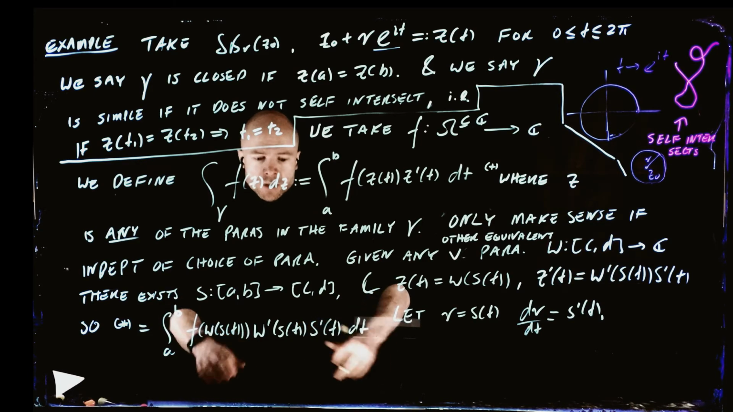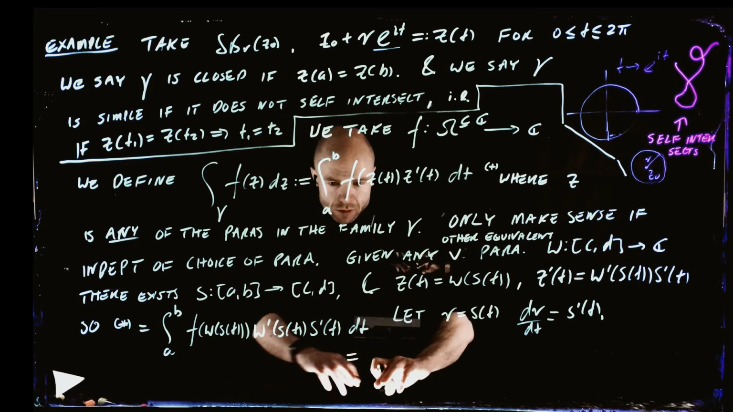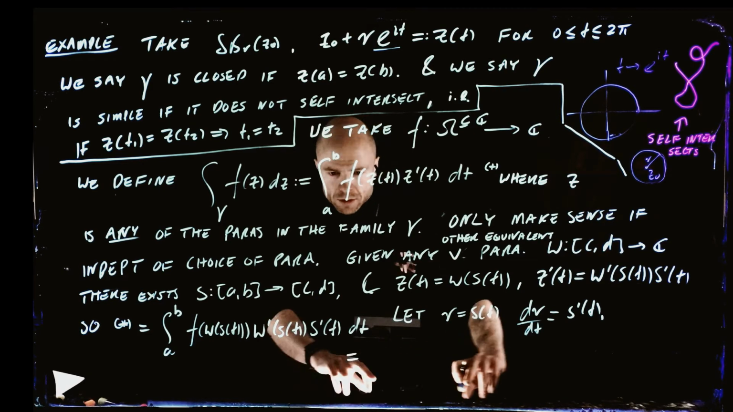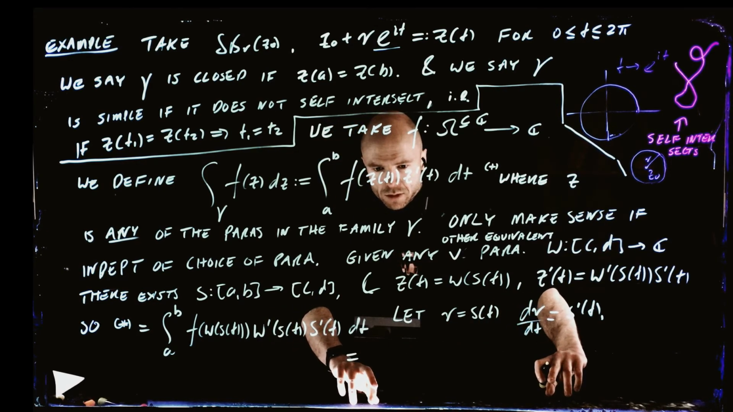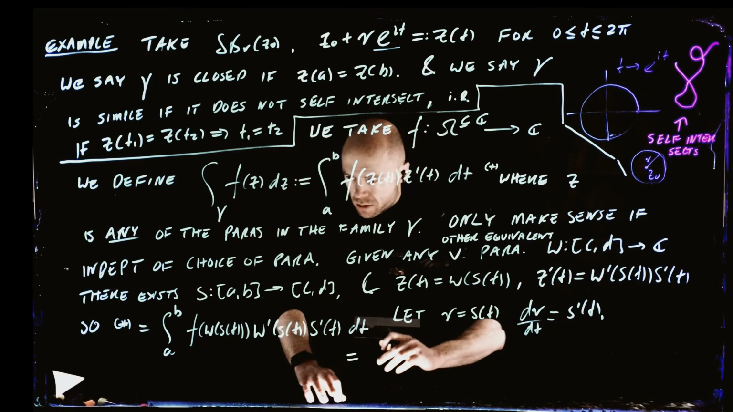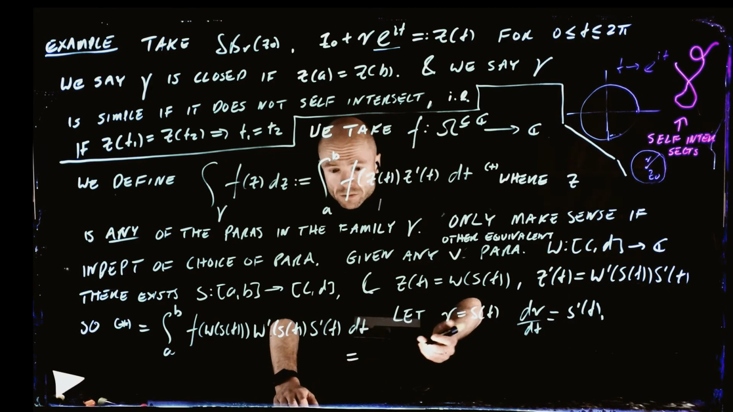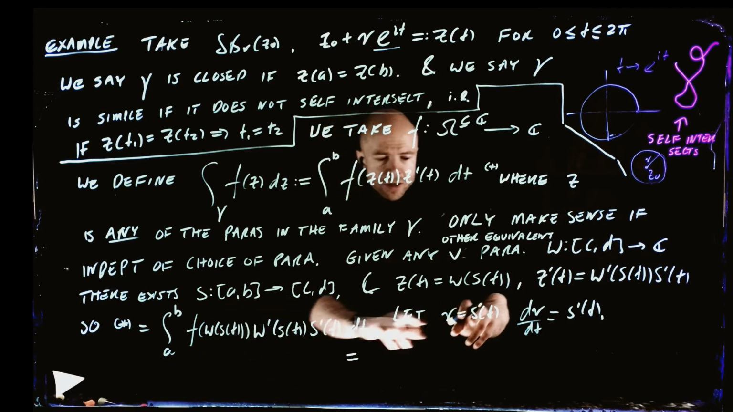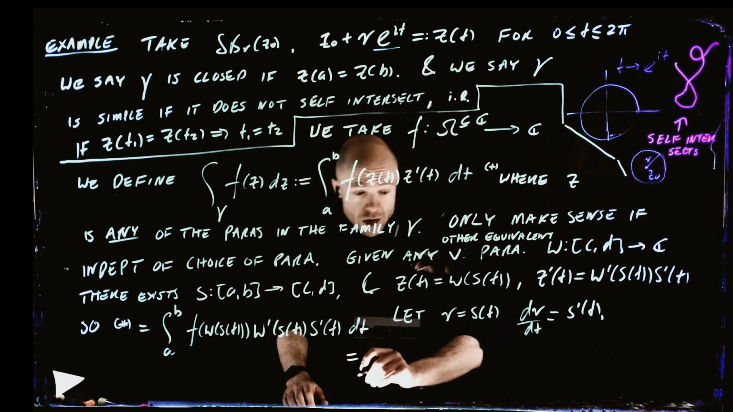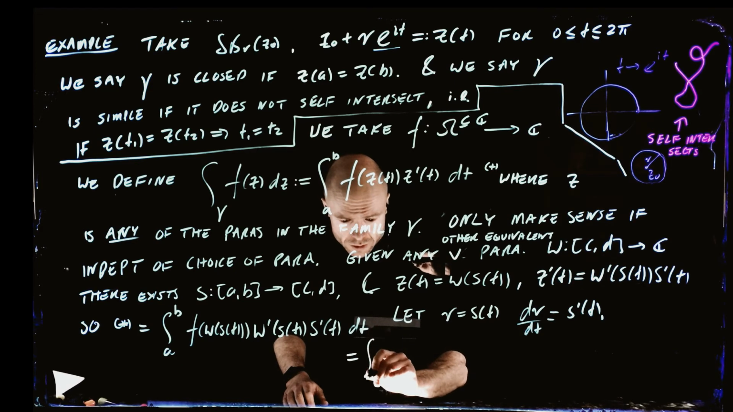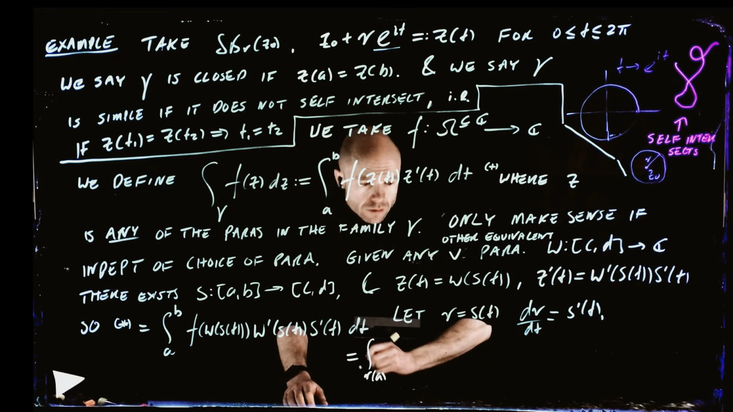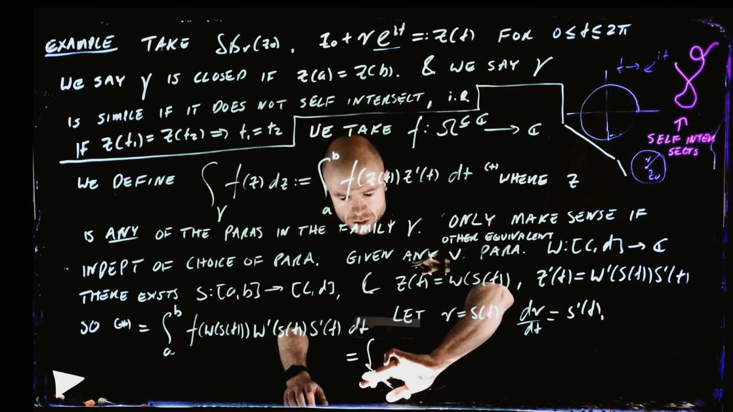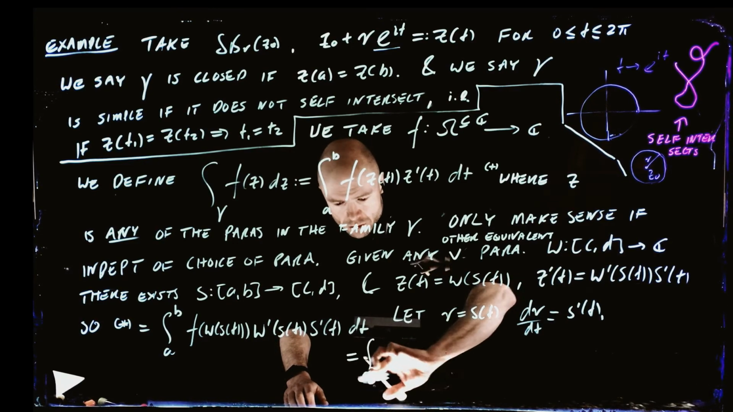Yeah? If we do that, what happens? So can you still just about see this line here? Yeah? Okay. All right. So we're going to change the limits. The limits now in terms of t, right? So when t equals a, we're going to have s of a.